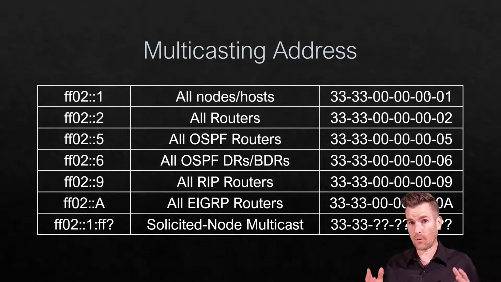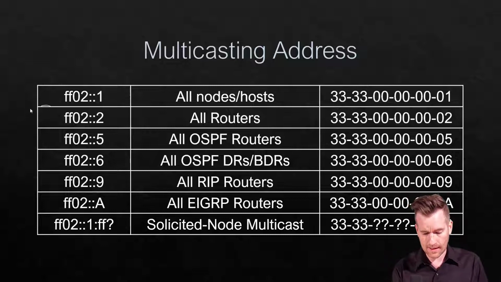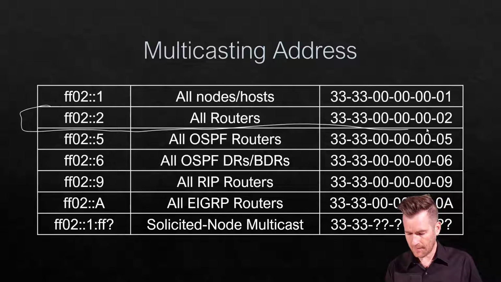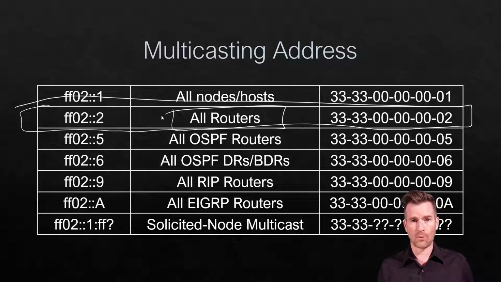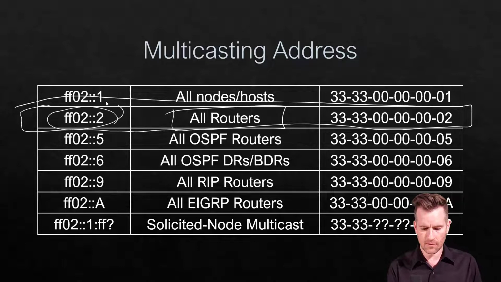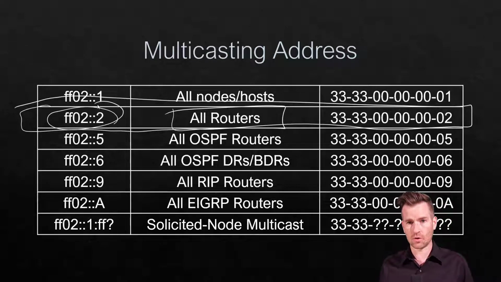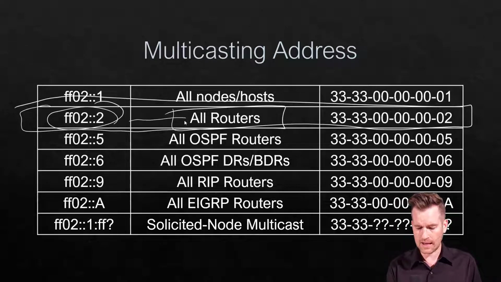Another concept that we've talked about in the past is multicasting and the different addresses that come up with multicasting. The one that we're going to be talking about with this is FF02::2. This is going out to all routers. So the routers will subscribe to this group. So when something gets sent out to FF02::2, then it's being sent to all of the routers on the network.